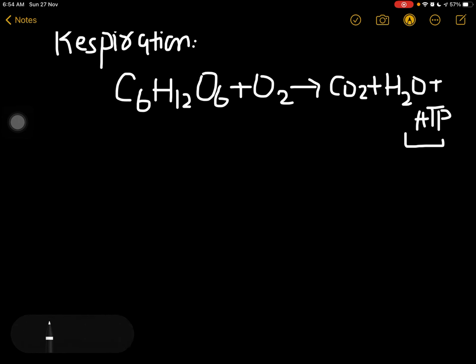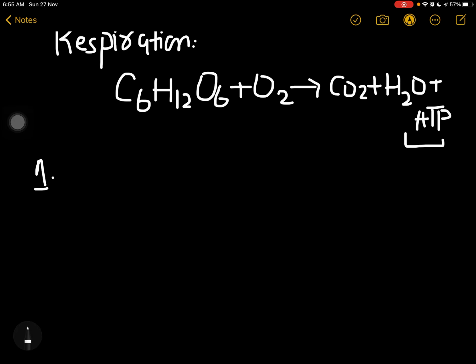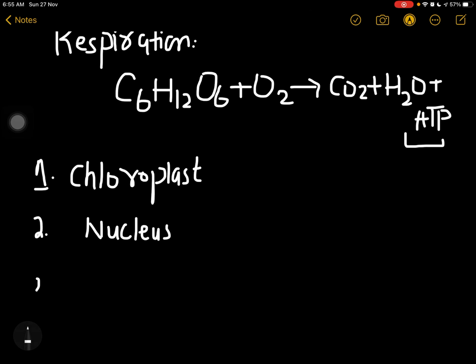Moreover, mitochondria is the second largest organelle in our cell if we exclude the nucleus. But if we talk generally, in a plant cell, number one is chloroplast, number two is nucleus, and number three is mitochondria. I said that if we exclude the nucleus, then it is second largest. Otherwise, generally it is third largest, right?